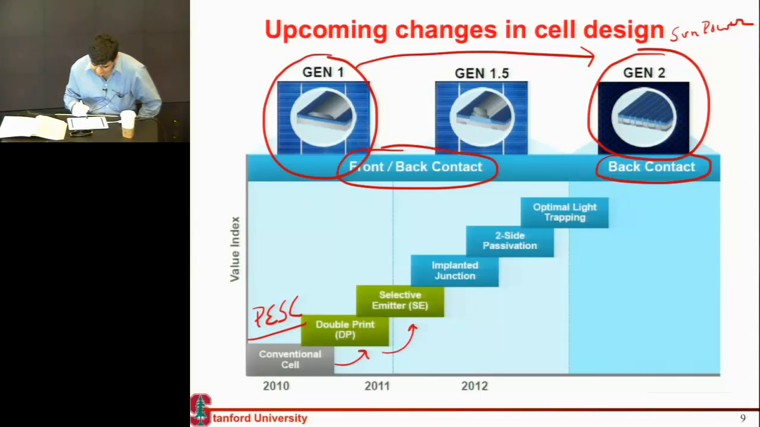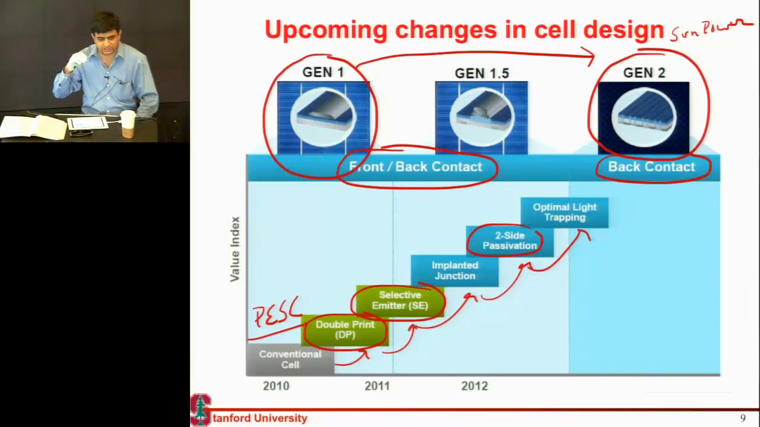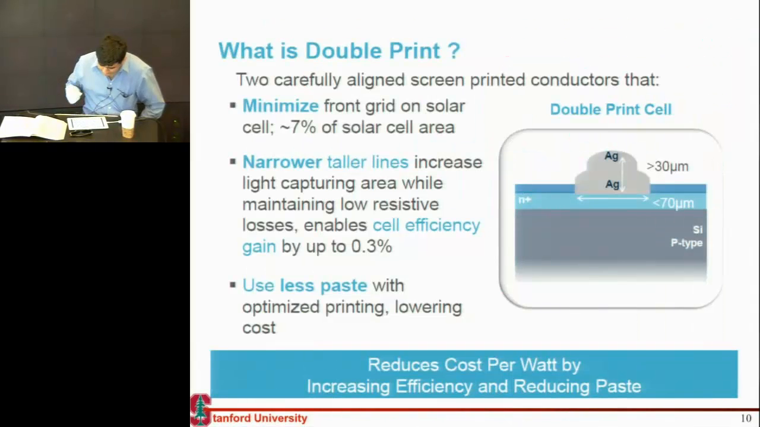So they'll take baby steps and add one thing at a time to reach this Gen 2 stage, and each will give them some boost in the efficiencies. Some of the things the industry is currently planning are what I'll explain, called the double printing, the selective emitter, and similarly passivating both sides. Currently only the front side is passivated with the silicon oxide, silicon nitride, but they want to passivate the back side as well. So let me explain some of these baby steps that the industry is currently planning.